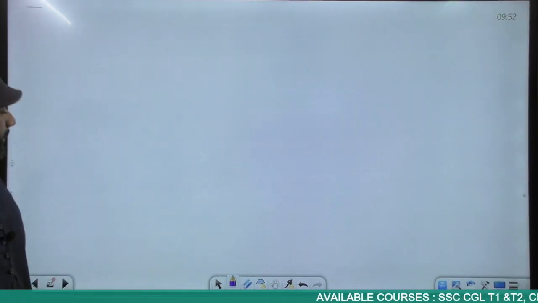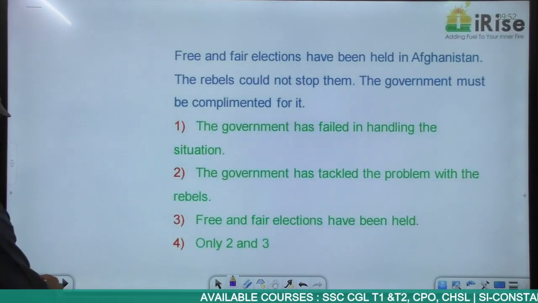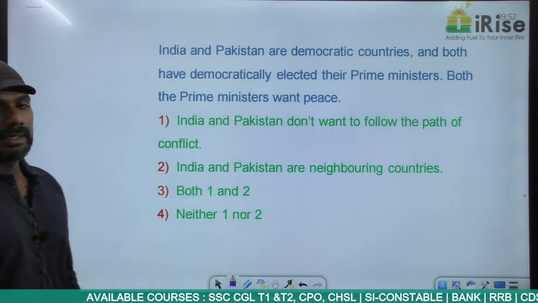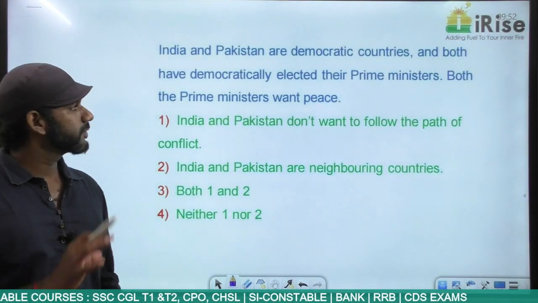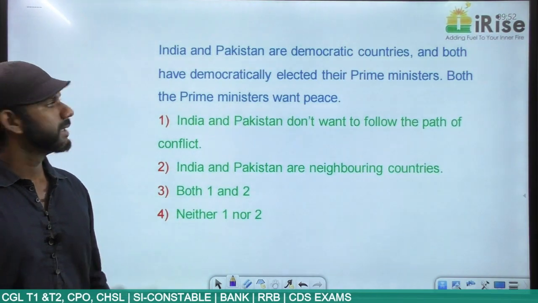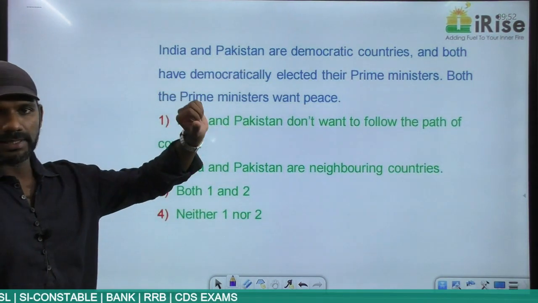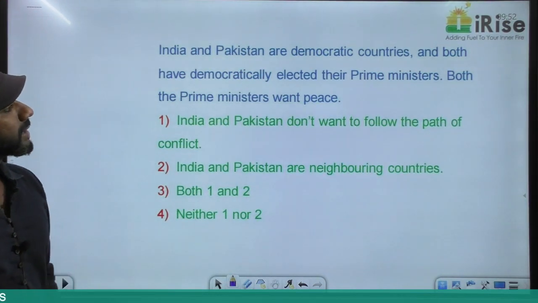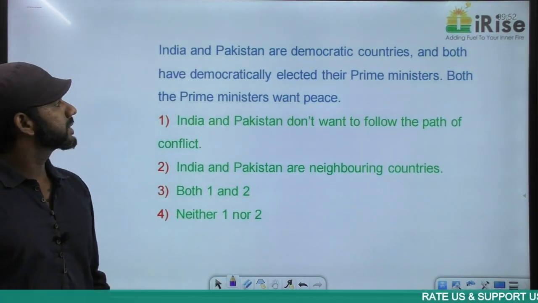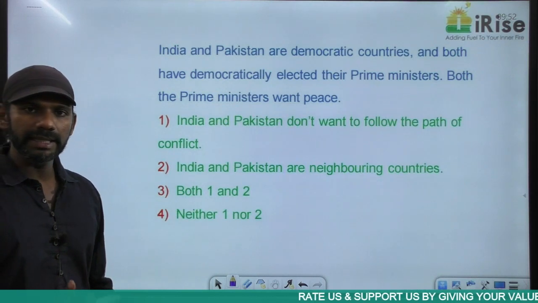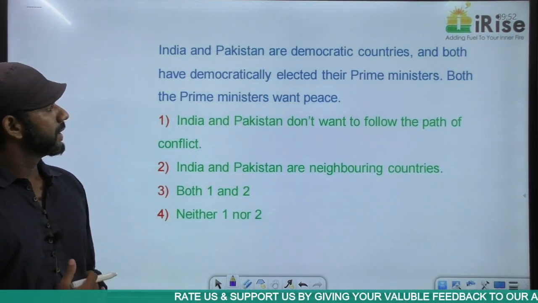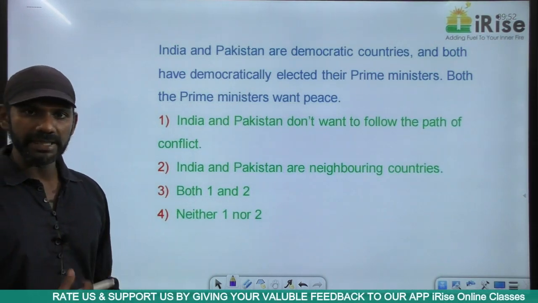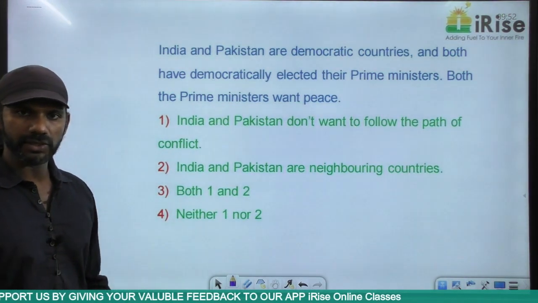Come to the next one. No general knowledge, no imagination. Focus only on what is given there in the question. This is the part of the passage, and based only on this part, which options? India and Pakistan are democratic countries, and both have democratically elected their prime ministers. Both the prime ministers want peace. This is the part of the passage.